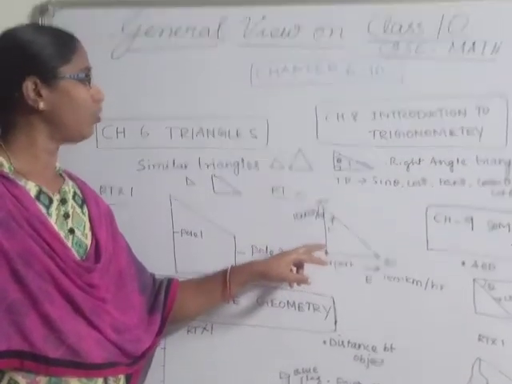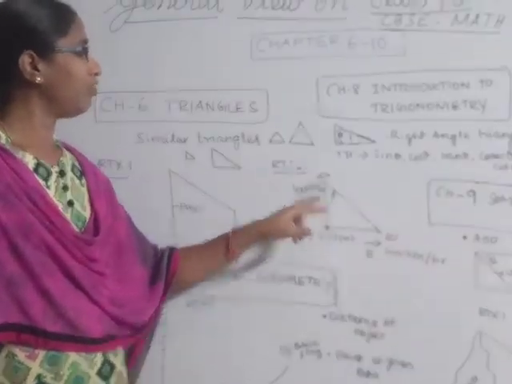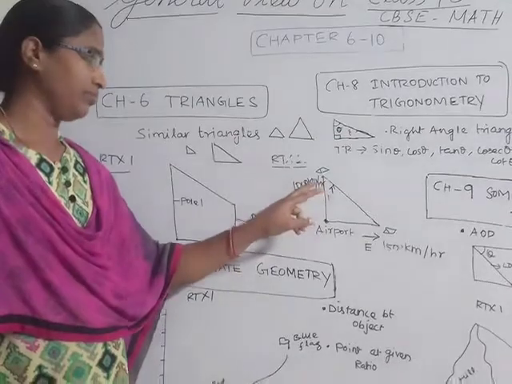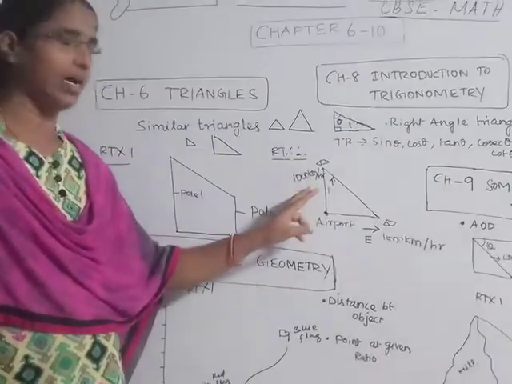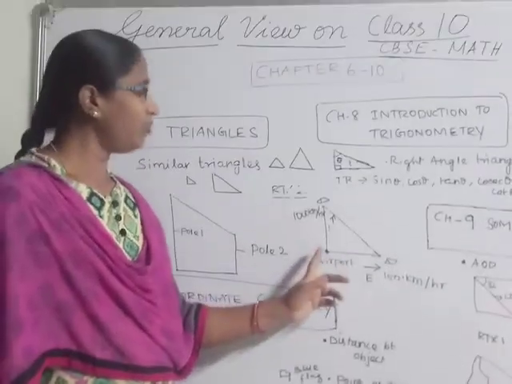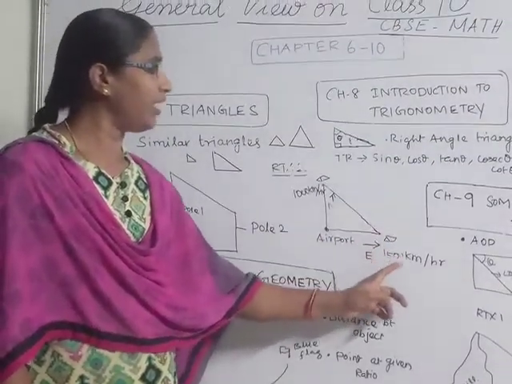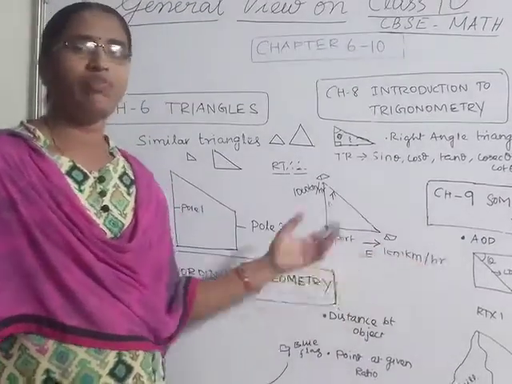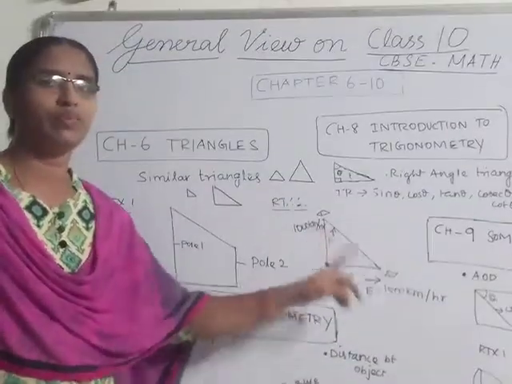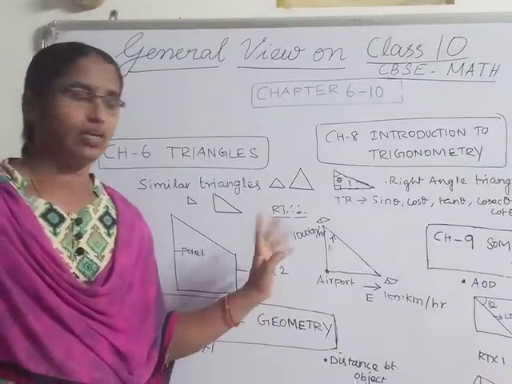From this airport, one aeroplane started to fly in the north direction, 1000 km per hour. Next aeroplane, it started to fly in the east direction, 1500 km per hour. After 1.5 hours, what's the distance between these two aeroplanes? You can find that by using that theorem.